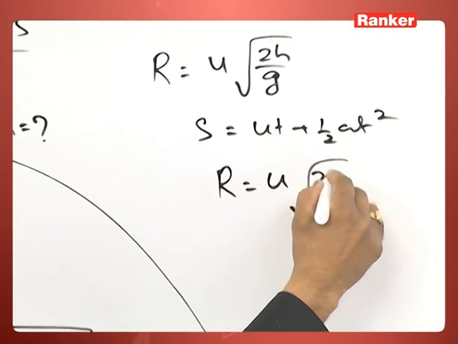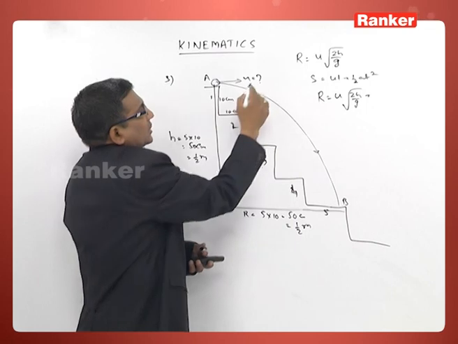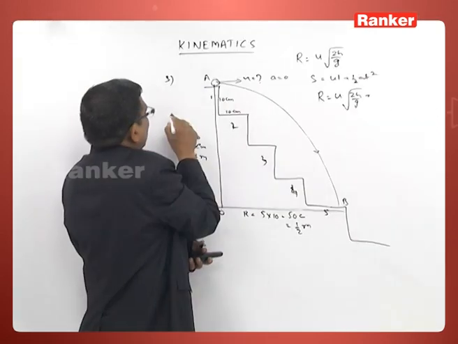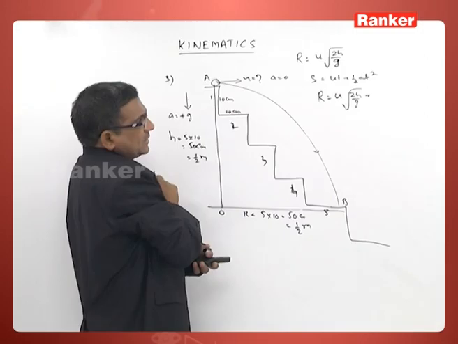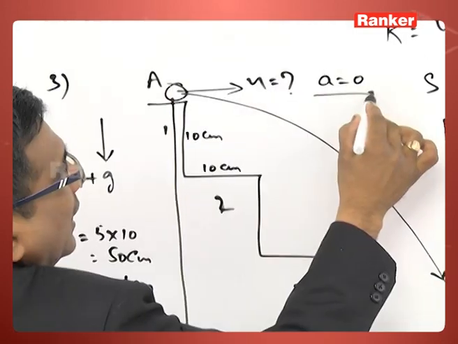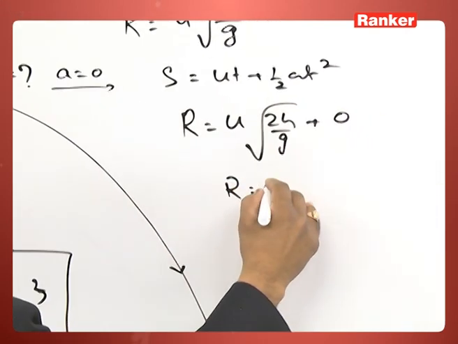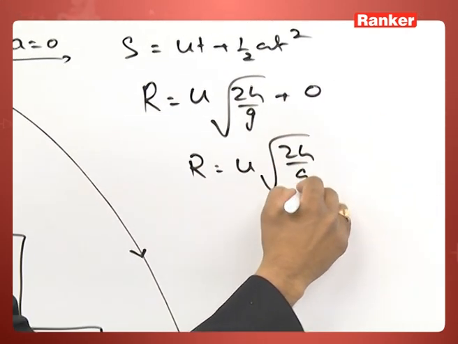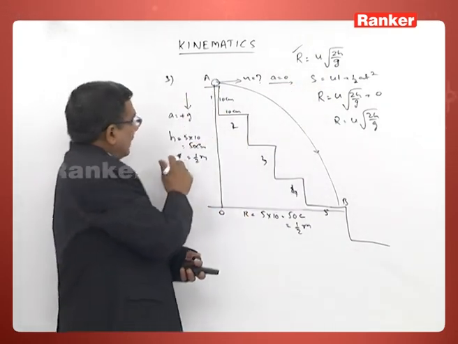So, t is time of descent, root 2h by g plus, as in the horizontal direction acceleration is 0, in the vertical direction a is equal to plus g. This is a is equal to plus g in this vertical direction. In horizontal direction a is equal to 0, so this term becomes 0. So, R is U root 2h by g. This formula directly better you remember. Now, substitute all the values.